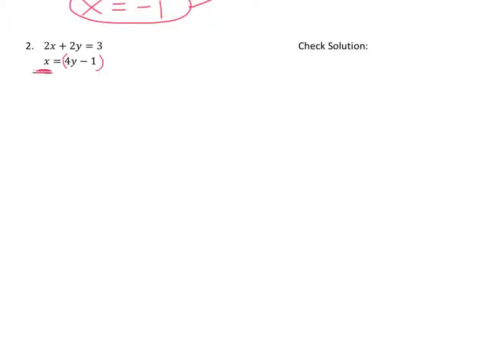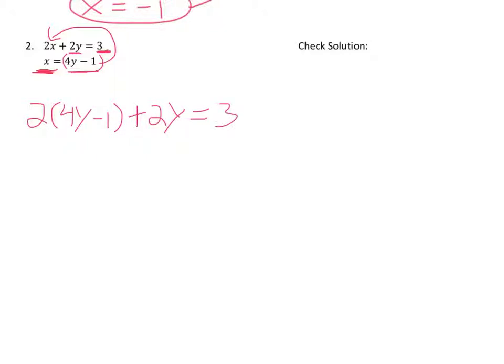Now, since this x is solved for, that means I plug this into the x for the first equation. So when I do that, I'm going to have 2 times x, which is this quantity, 4y minus 1, and then I put this plus 2y equals this 3 right there. So now, after you substitute, you have an equation where you only have one variable.